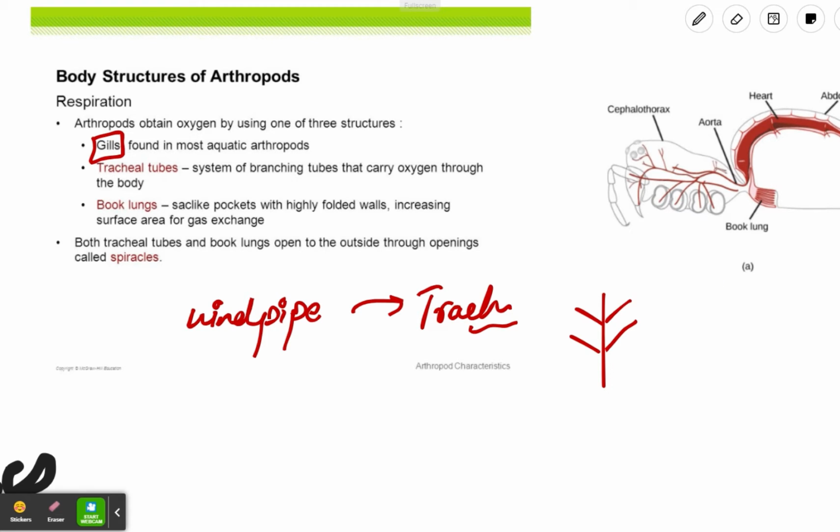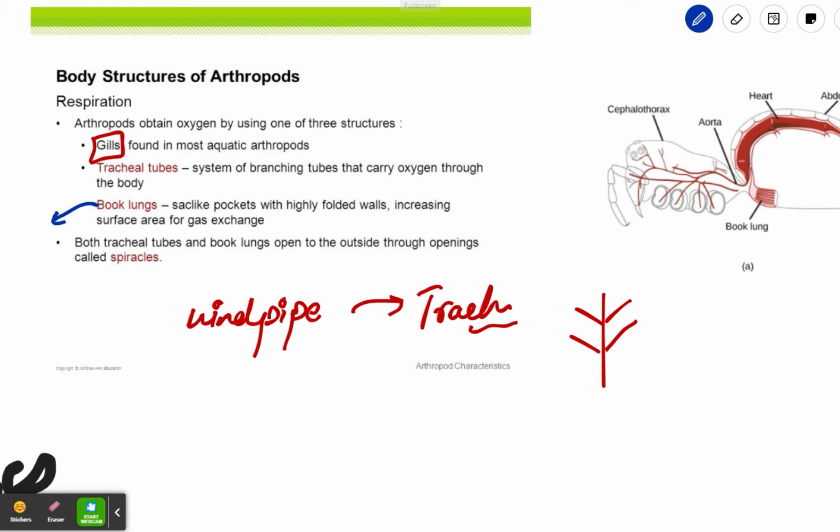What does the word book lungs mean? Please, yes, go ahead, Ahmed. Along with a book? Well, that's correct. Book lungs mean sac-like pockets. These are lungs, but you could say not a developed one, not like humans. But they do work like a lung.